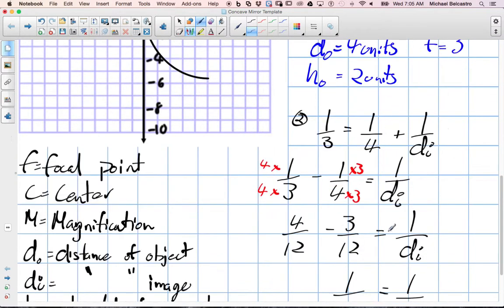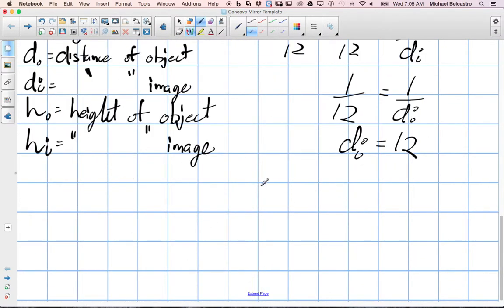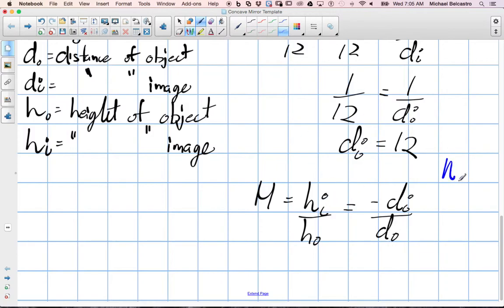It takes us to our third equation, the magnification. Magnification is equal to the height of the image over the height of the object, so equal to negative distance of the image over distance of the object. Well, we had the height of the object, which was 2. Distance of the object was 4, and we just discovered the distance of the image is 12. So we can use all the information. We'll call this the third formula.